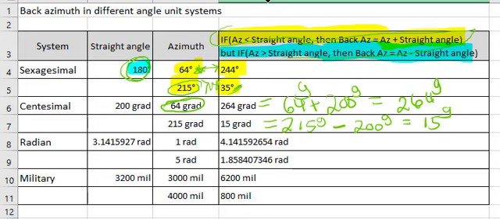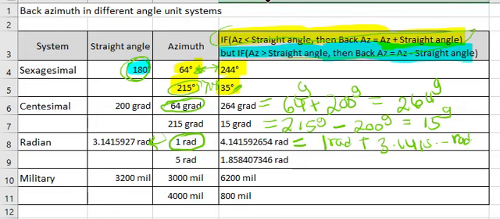The same thing for the radian system. The straight angle is 3.14, which is pi radians. If we have an azimuth of 1 radian, this is less than pi, which is 3.14. So we add pi. So here the back azimuth equals 1 radian plus pi radians, which is 3.14159, etc., and this will equal 4.14159, etc. radians.